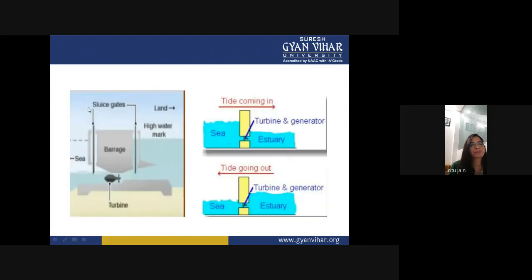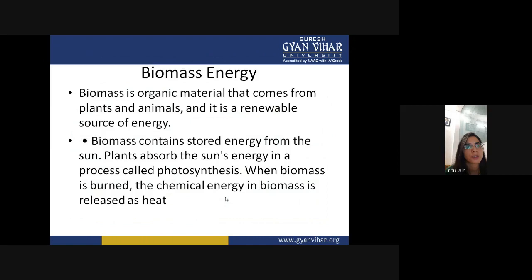Now, this is a simple layout of tidal energy. This is your sea. When tides come, they collide with the turbine. The turbine gets rotated, and this turbine is connected to the generator, which converts mechanical energy into electrical energy. And when tides go down, going out, then it is also converting its mechanical energy into electrical energy.